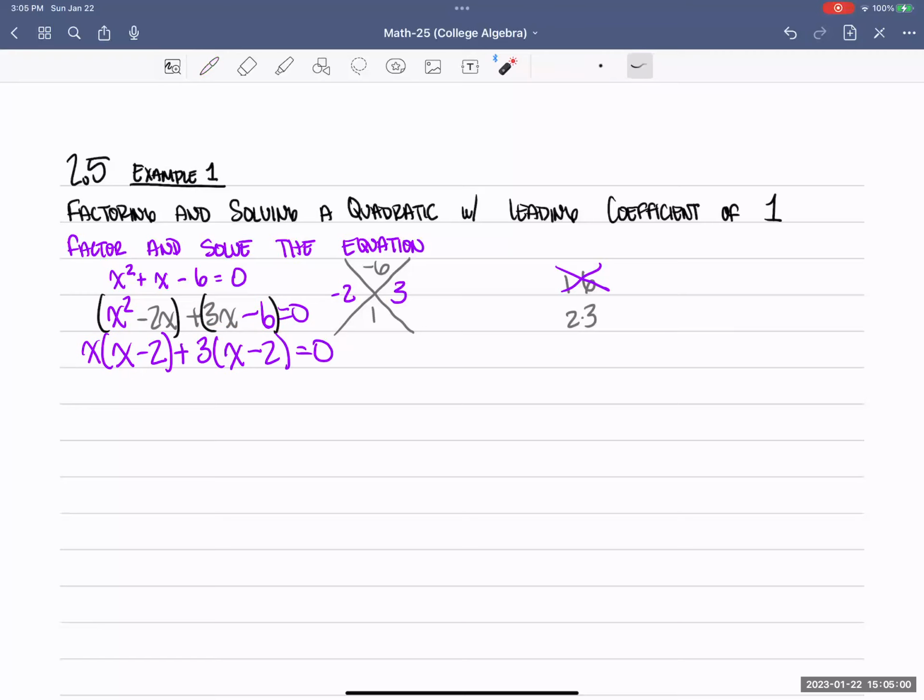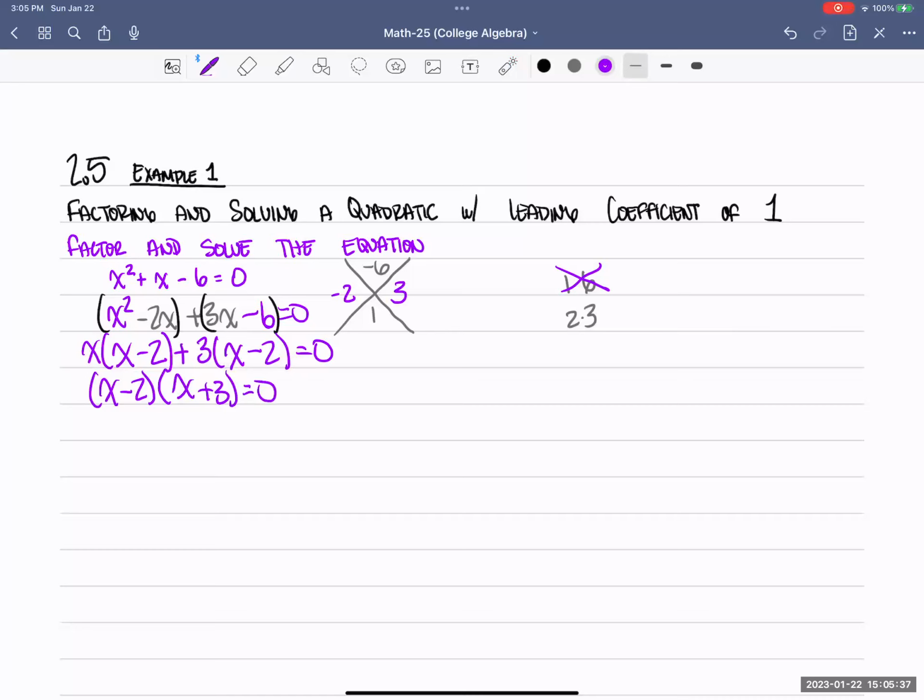Now I'm going to treat each of these little groups as terms. Within those two terms, I notice that I have that x minus 2 that I could factor out. So from those two, I'm factoring out an x minus 2. When we factor it out from here, the x minus 2 divides out, so we're left with x here. When we divide the x minus 2 here, we're left with a +3, so x minus 2 times x plus 3 equals 0.